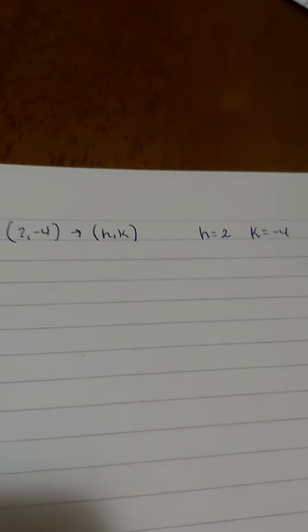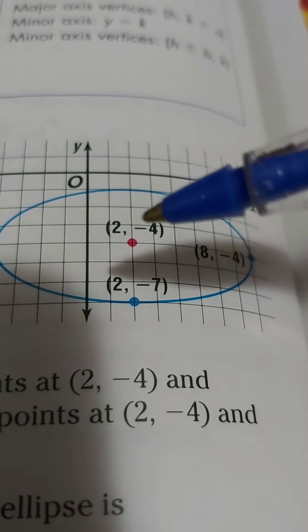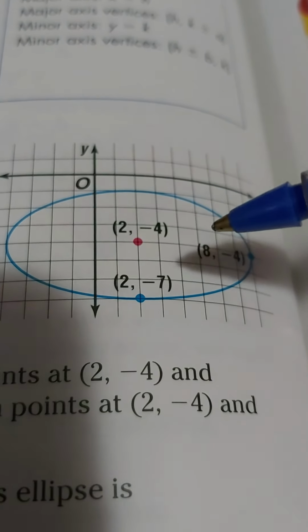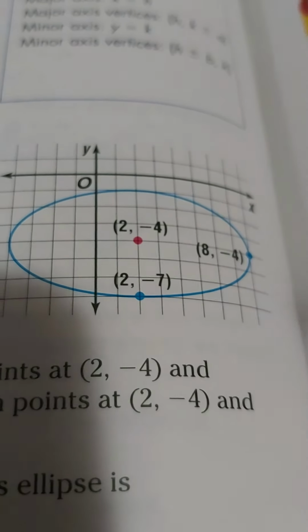Now, the distance from the center to one of the vertices of the major axis, from the center to negative 4 to 8, negative 4, the distance is 1, 2, 3, 4, 5, 6. So we know that a equals 6.